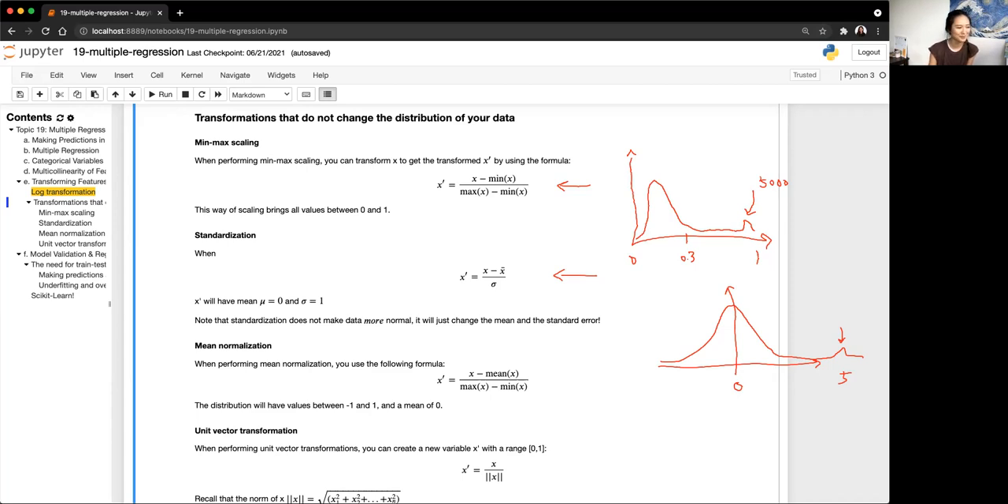Questions about that? All right, well, mean normalization and unit vector transformation are also both bounded. They're also both bounded methods.